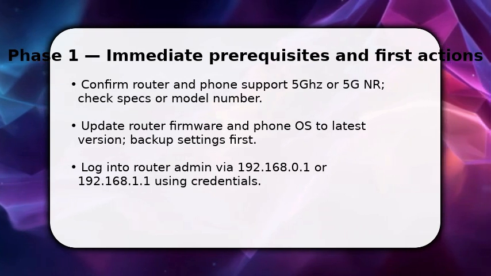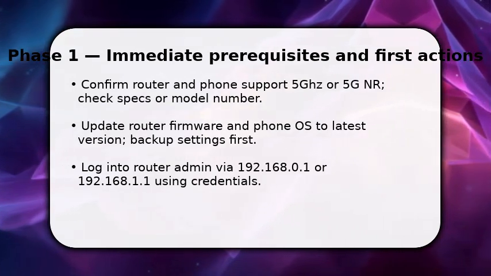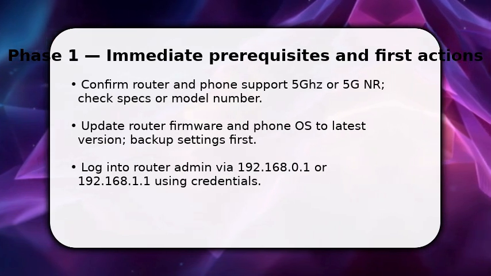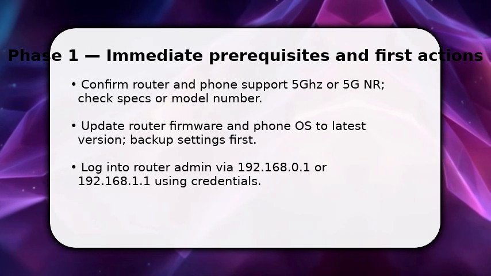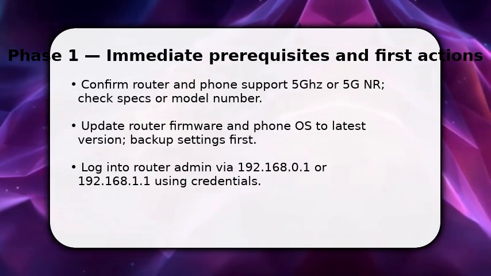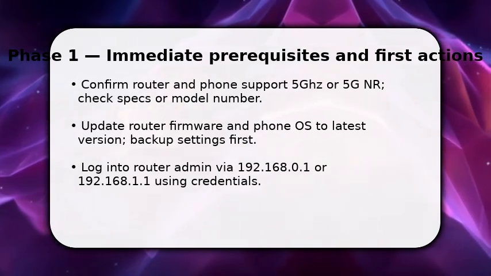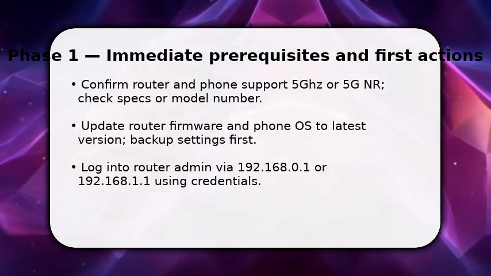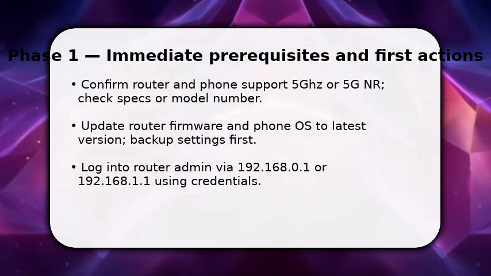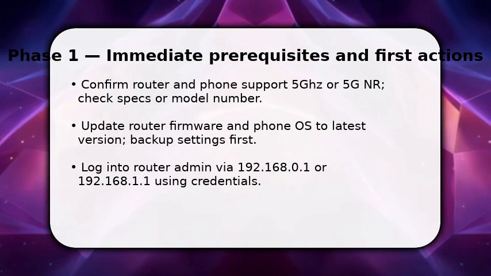Then log into the router admin page at 192.168.0.1 or 192.168.1.1. Use the admin credentials. Once inside, locate wireless settings. Do not change random options. Focus on band, SSID, and security settings to begin the conversion.